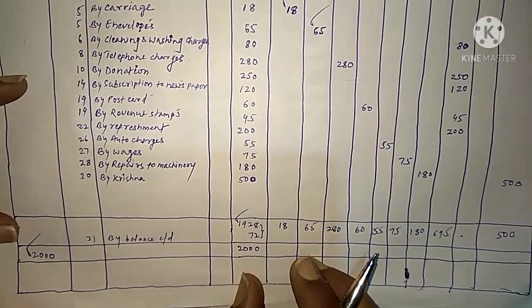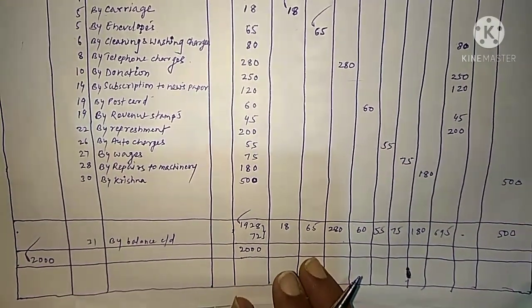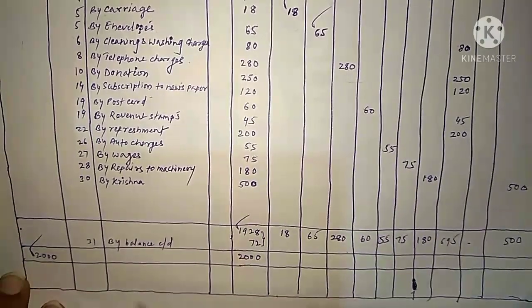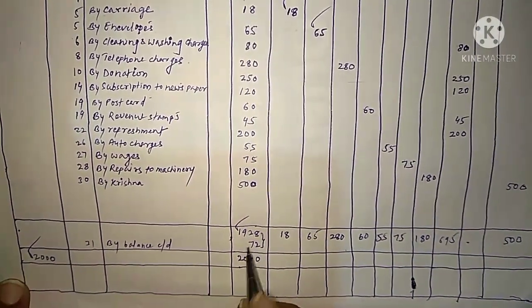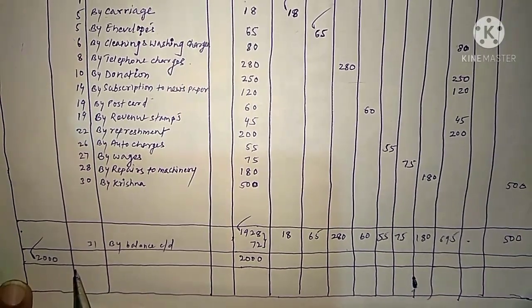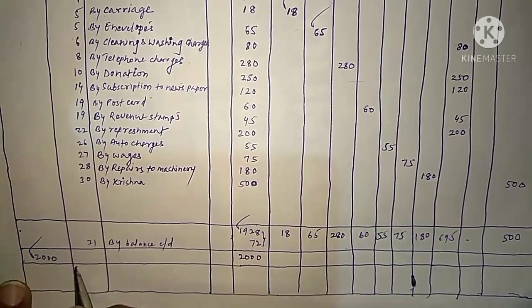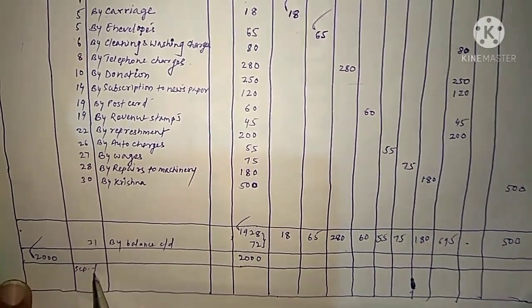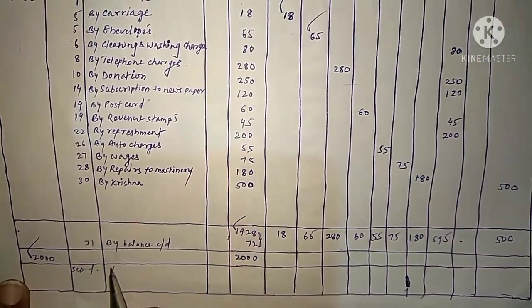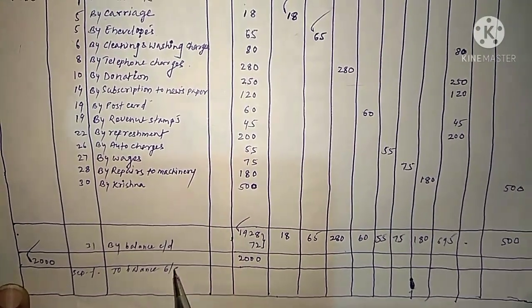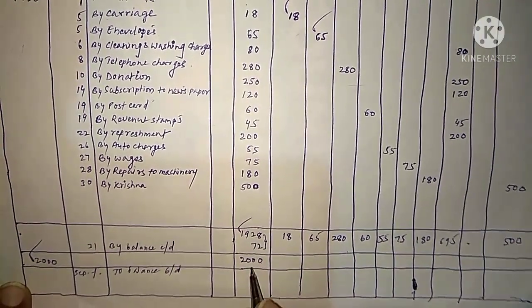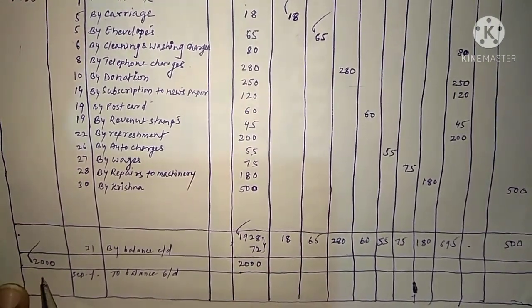And then finally we have to transfer the amount, this 72 here, that is August, then there will be September 1st, to balance b/d in amount column, that is 72.